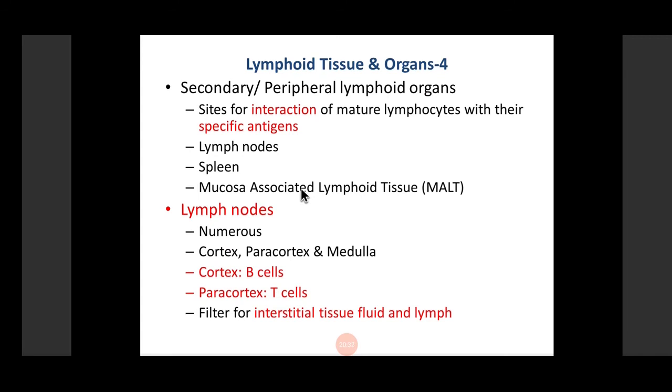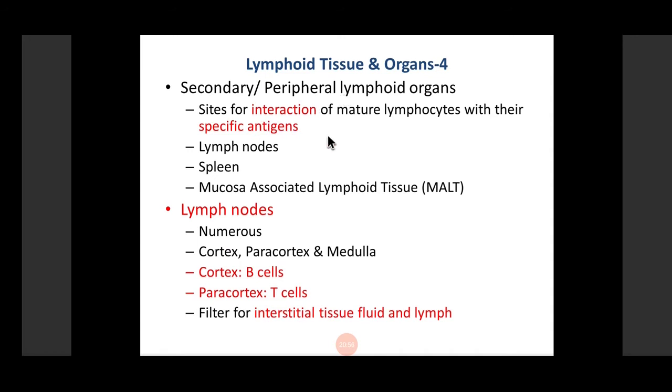Now we come to the secondary or peripheral lymphoid organs. Once the T and B cells have undergone their education and clonal deletion, clonal deletion being the other word that we use for negative selection, these T and B cells go into the secondary or peripheral lymphoid organs. Now they are mature and they are ready to fight.